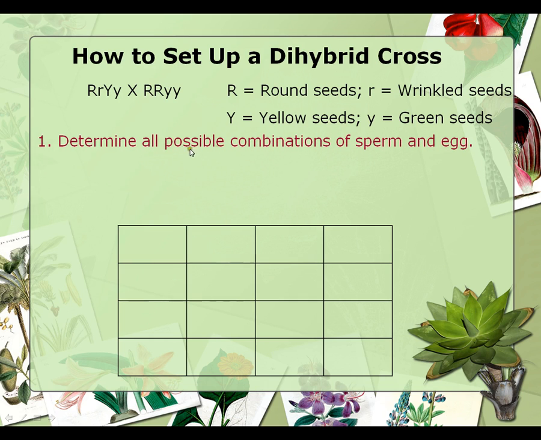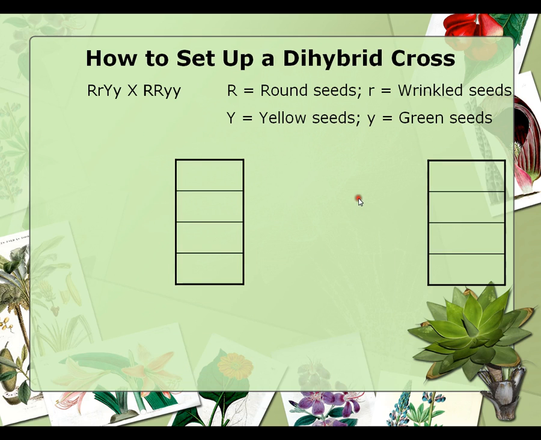Now, we have to determine all the possible combinations of eggs and sperm. In other words, we're looking for the gametes that could possibly be formed during meiosis. So let me show you how to do that. Each parent can produce 4 different combinations of these letters, or 4 different possible gametes.